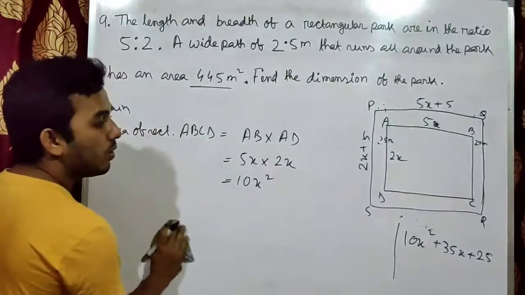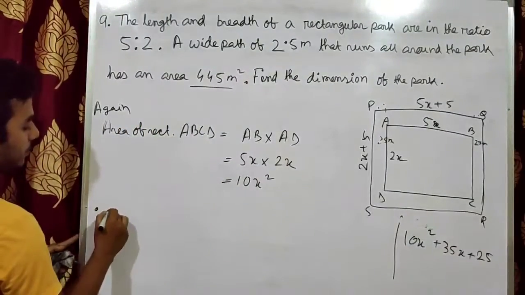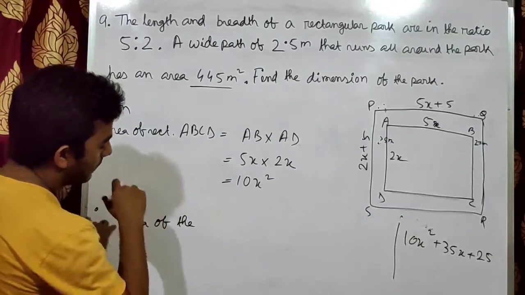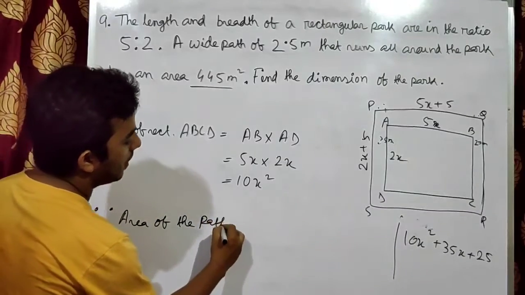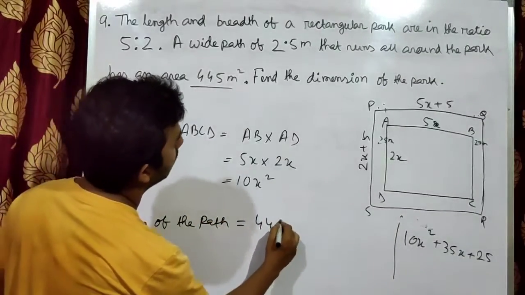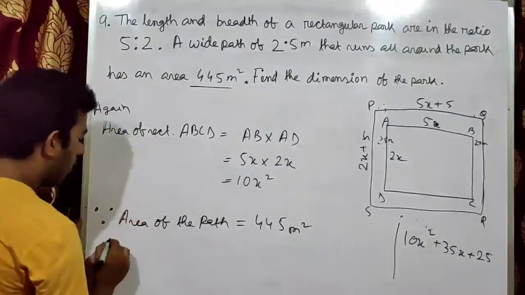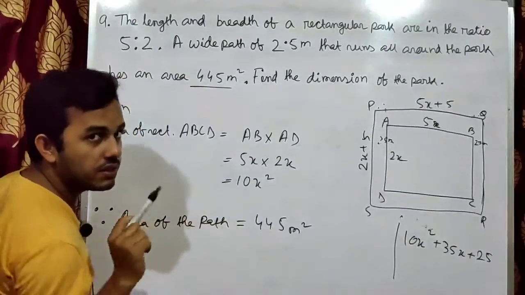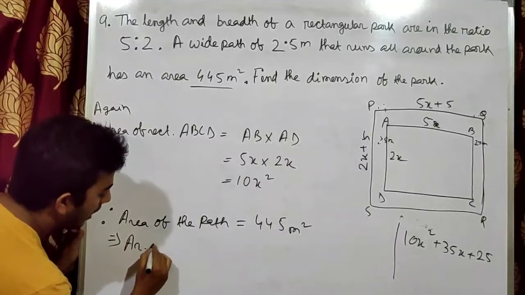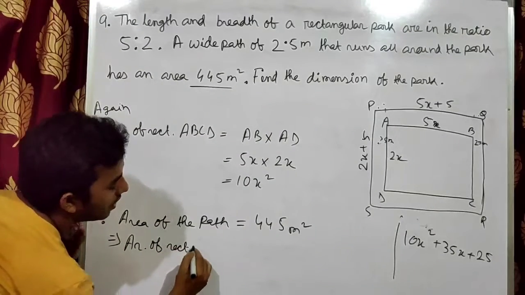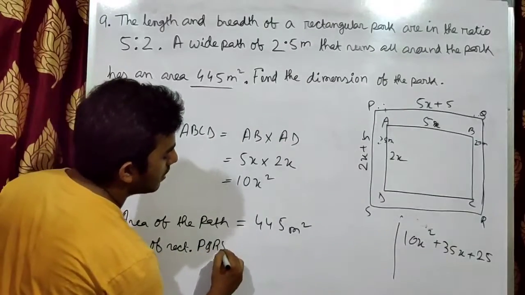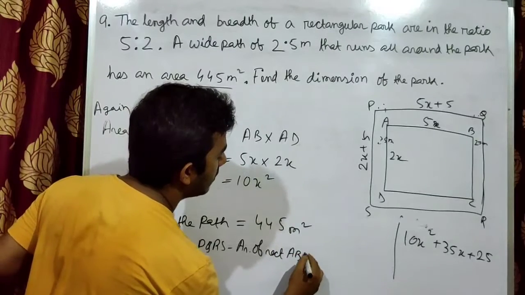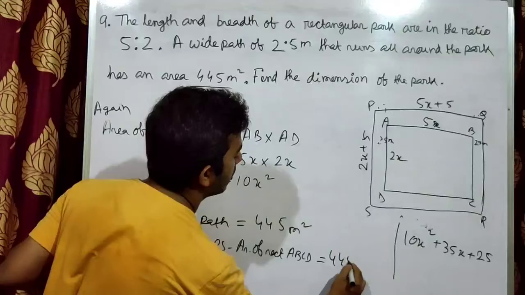So what will we write? Since the area of the path equals how much? 445 meter square. And how did we find the area of the path? It will be the area of PQRS minus the area of ABCD. Clear? So the area of rectangle PQRS minus the area of rectangle ABCD equals 445 meter square.